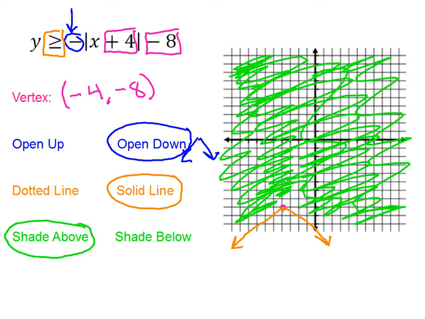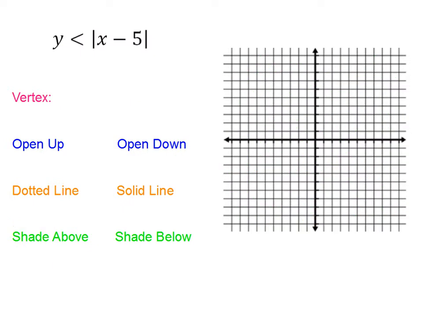Your next example is y is less than the absolute value of x minus 5. Determining the vertex, we look inside of our absolute value function. It's subtract 5, so our vertex x value is at +5, and nothing is added or subtracted to the outside, so the y value does not change, it stays at 0. Graphing our vertex point, we shift 5 spaces to the right.